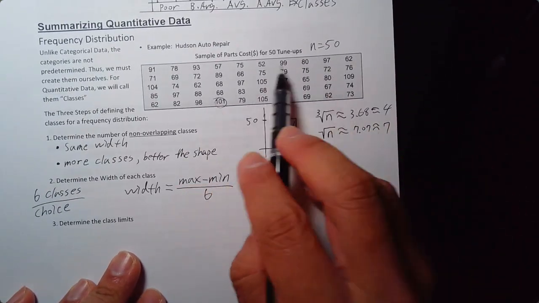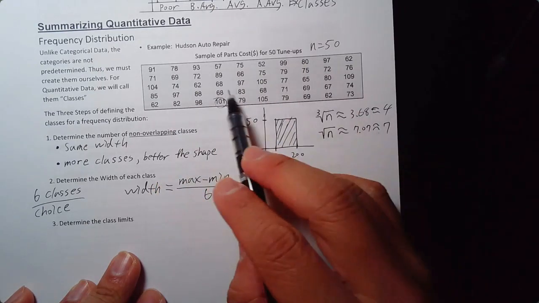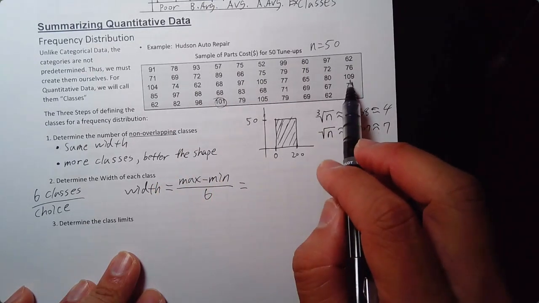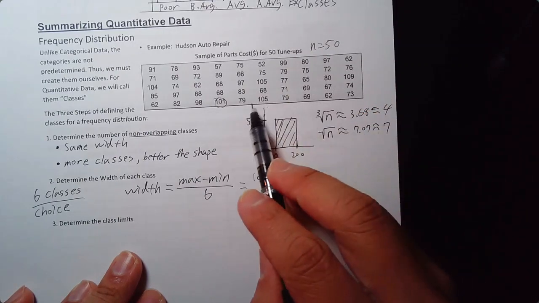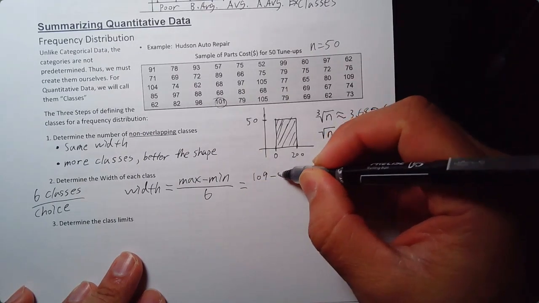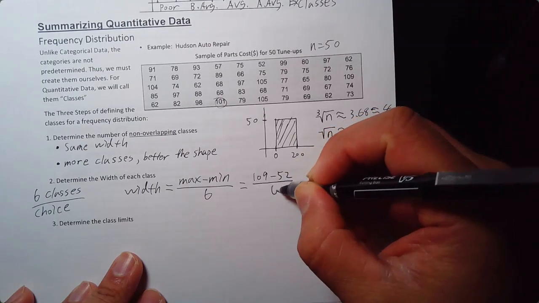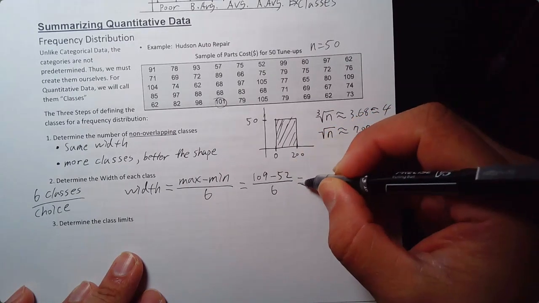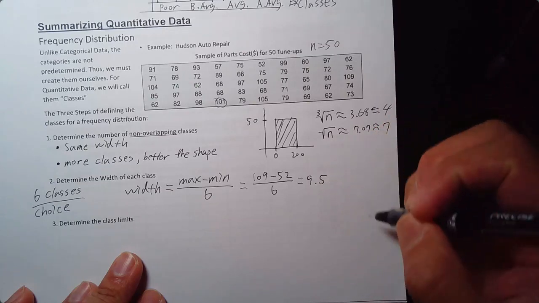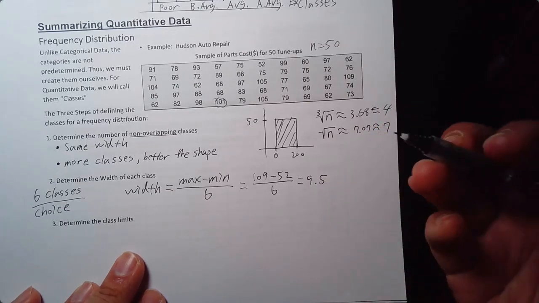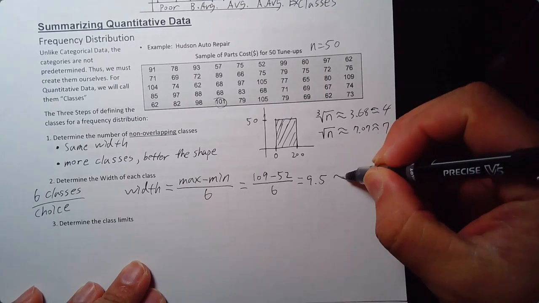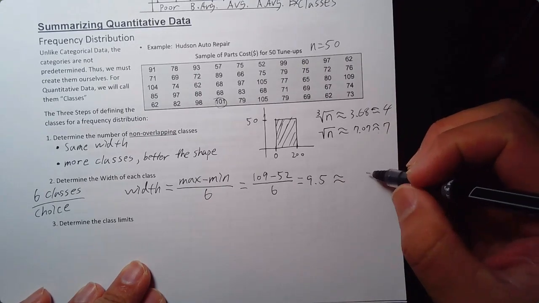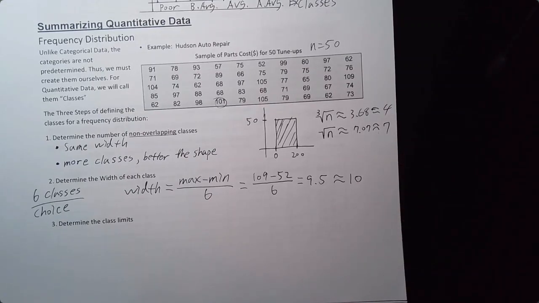So we just take a look here, and unfortunately, this is not in order, so we just hunt around a little bit, and boom, 109, that's our maximum. Minimum is going to be 52, divided by 6, and this is equal to 9.5. Now, you want to give yourself a little freedom to make the math work out for you. So I'm just going to round up and say that this is 10. So the width of each class is 10.